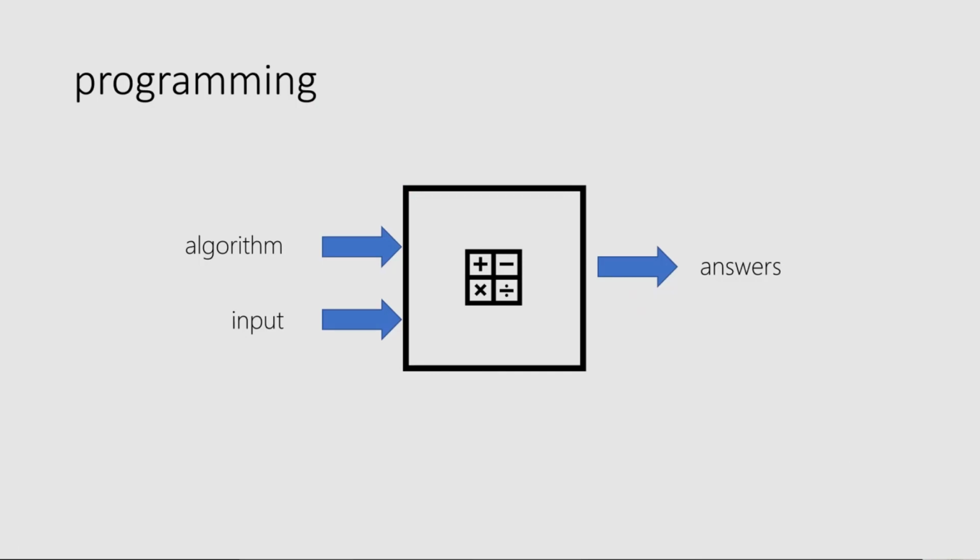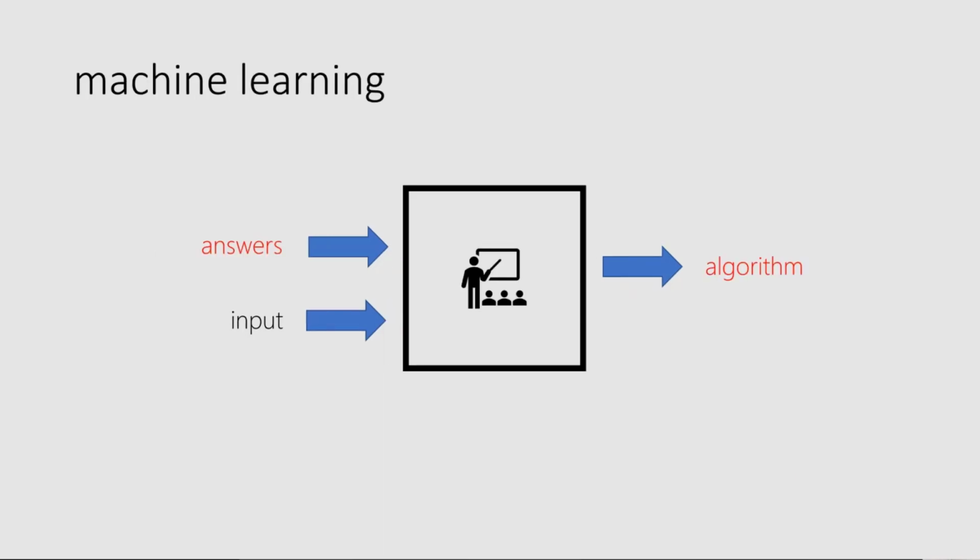What is programming? Where you have input and algorithm. In this case, we're doing a calculator. We need some input. We need to figure out the algorithm and we spit out the answers. In machine learning, it's like the other way around. The goal is to be able to teach the computer how to generate an algorithm for us. So what do we need in order to generate an algorithm? We need inputs and lots of examples and lots of answers to be able to get the algorithm going, generate it.